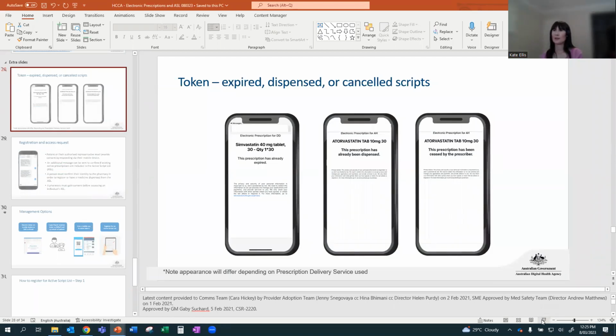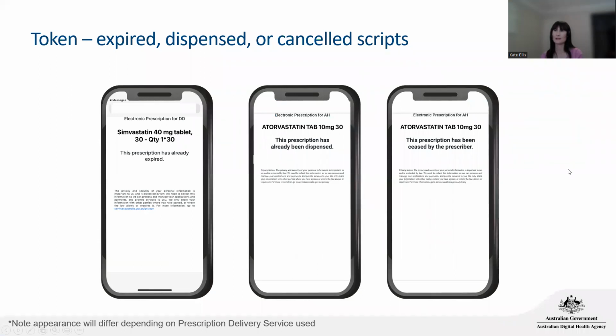I'm just going to bring up on screen now. This is an additional slide. So what you see now is basically what will happen if you try to open that token and you've already dispensed it. So it'll basically be the phone that's in the middle. You'll try to open up the QR code and it'll say, this prescription has already been dispensed.